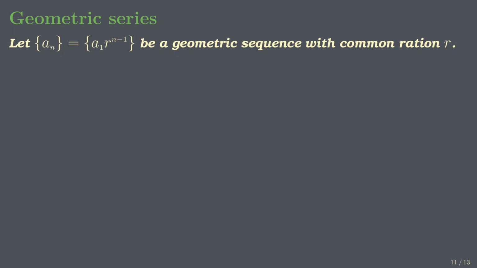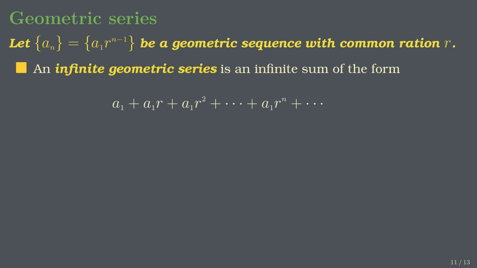So now we talk about geometric series. Given a geometric sequence with the first term a1 and the common ratio r, then an infinite geometric series is actually an infinite sum of the form a1 plus a1 r plus a1 r squared, etc. So actually what you're doing here is that you take the sum of all the terms of the geometric sequence.